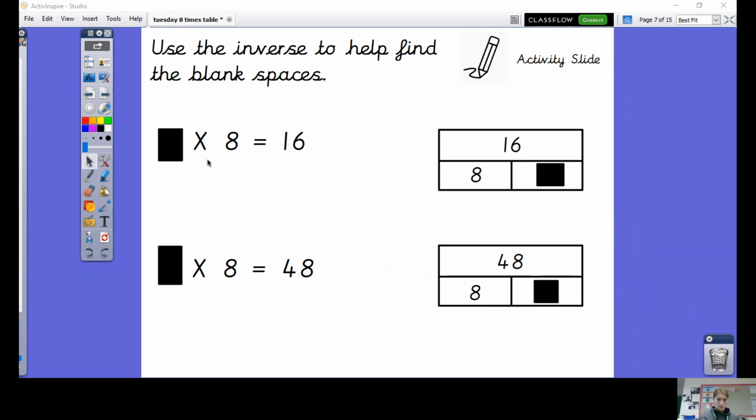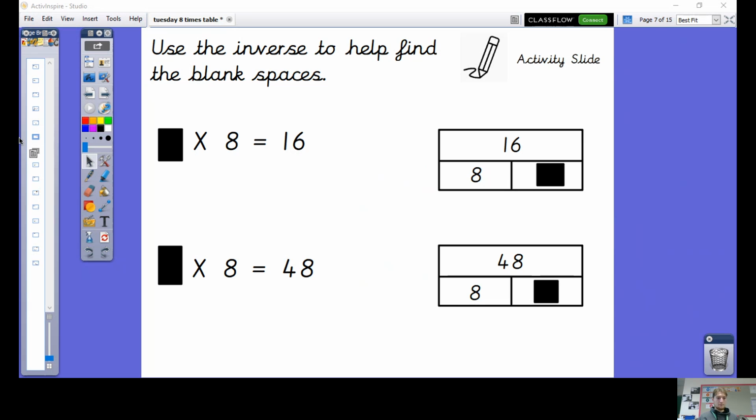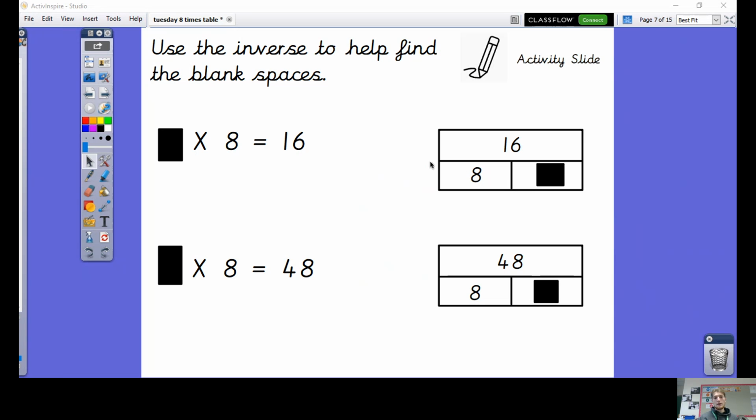So it's another activity slide for you. I would like you, using the bar model and the method that I've just shown you, to answer these 2 questions and fill in the 2 blank spaces. Okay, so pause the video and have a go at that now.